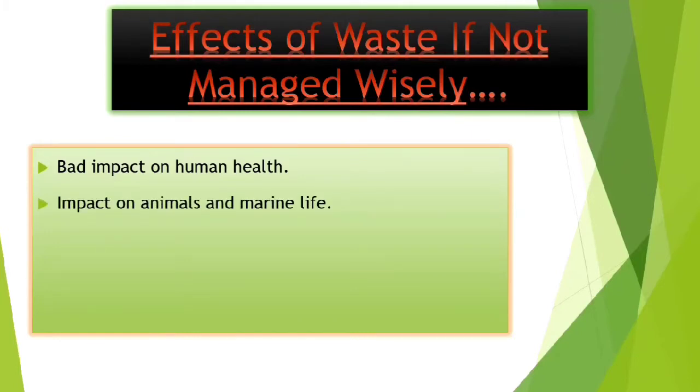Second point is impact on animals and marine life. Animals too suffer the effects of pollution caused by improperly disposed waste and rubbish. Animals who consume grasses near contaminated area or landfills are also at risk of poisoning due to the toxins that seep into the soil, and that's how it impacts animal and marine life.